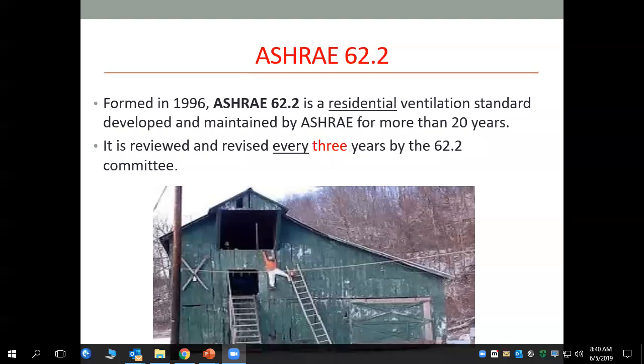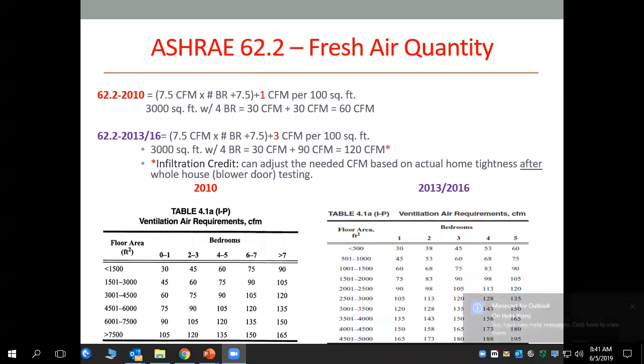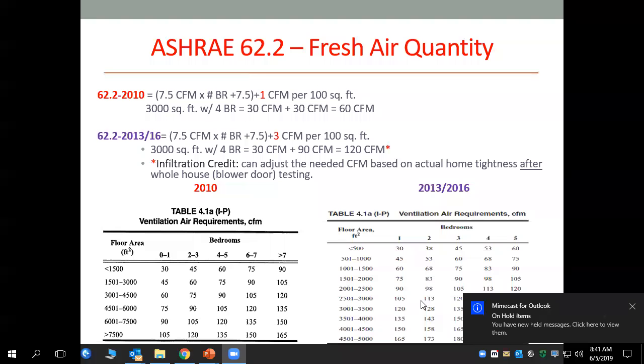The 62.2 committee was formed in 1996. The 62.1 committee was all there was at that time, and it was for commercial. So in '96, the 62.2 committee was formed, and it's been maintained by ASHRAE for more than 20 years. It's reviewed and revised every 3 years by ASHRAE, as depicted in the picture, showing that there are going to be changes. The two charts.